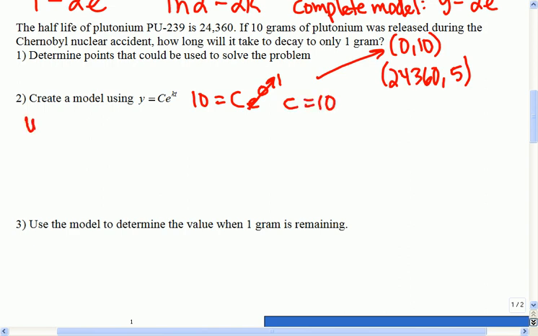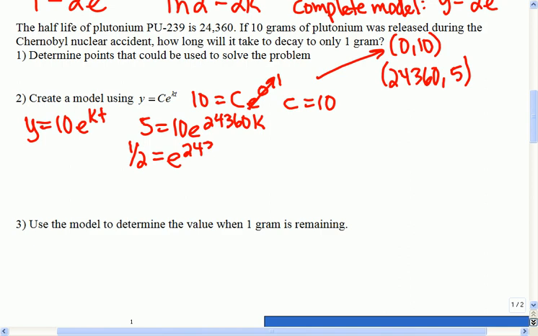Then my model now looks like this, and I have to figure out what this continuous growth rate is. So I'll substitute in 5 for y and 24,360 for the time. That means I'll get 1/2 is e to the 24,360k. Let's switch this for a second. So the natural log of 1/2 will be equal to 24,360k. That gives me a value for k.